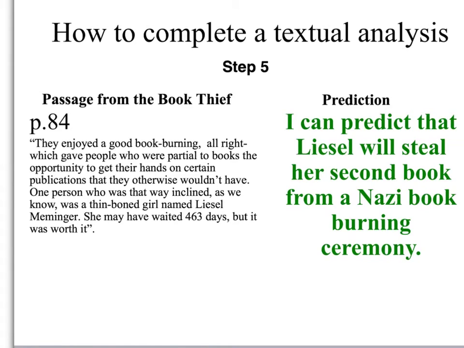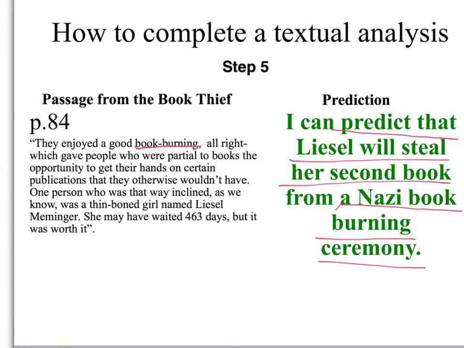So, from this passage, I predicted that Liesel will steal her second book, and she's going to steal it from a Nazi book burning ceremony. We know this from a couple of clues. So there's the book burning mentioned right here.